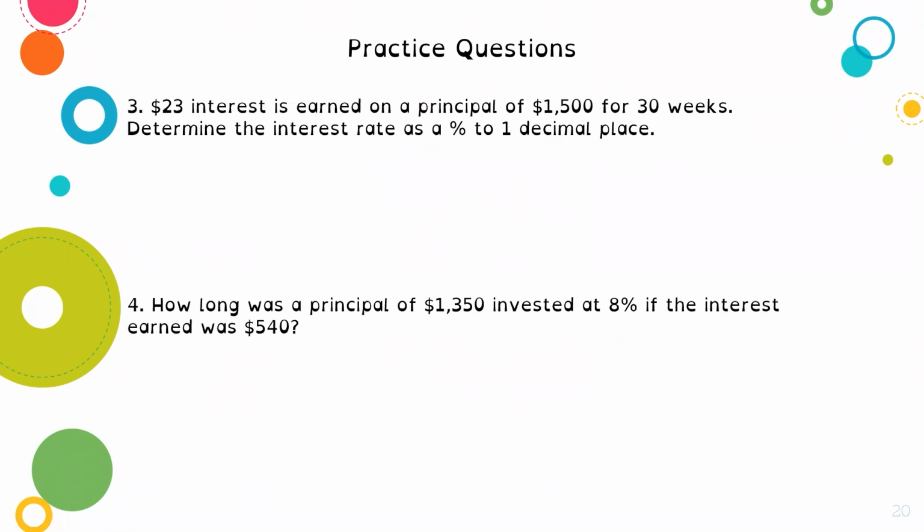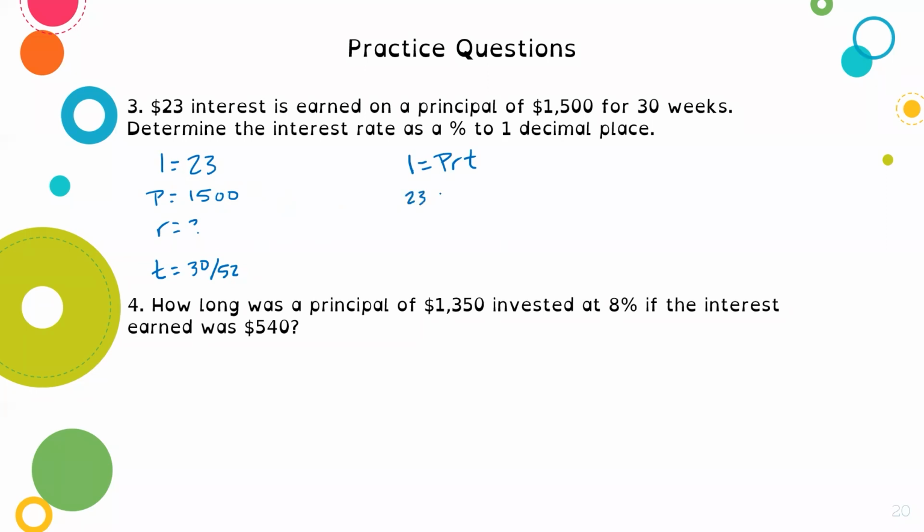All right, number 3. $23 of interest is earned on a principal of $1,500 for 30 weeks. Determine the interest rate as a percent to 1 decimal. So again, I continue to like to put down my variables so that I know what I'm looking for and what I'm not looking for. So I is 23. Principal is 1,500. Rate is what we're looking for. And time is 30 weeks. So that's 30 divided by 52. Again, I'm going to leave it as a fraction.